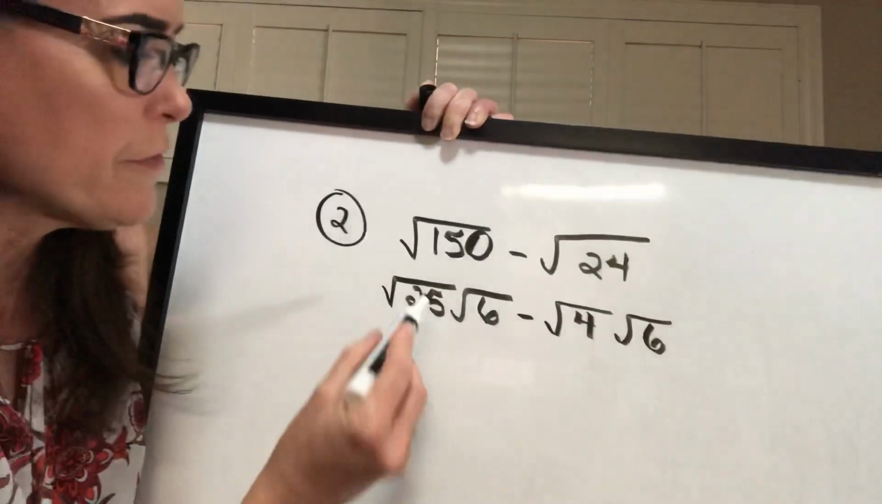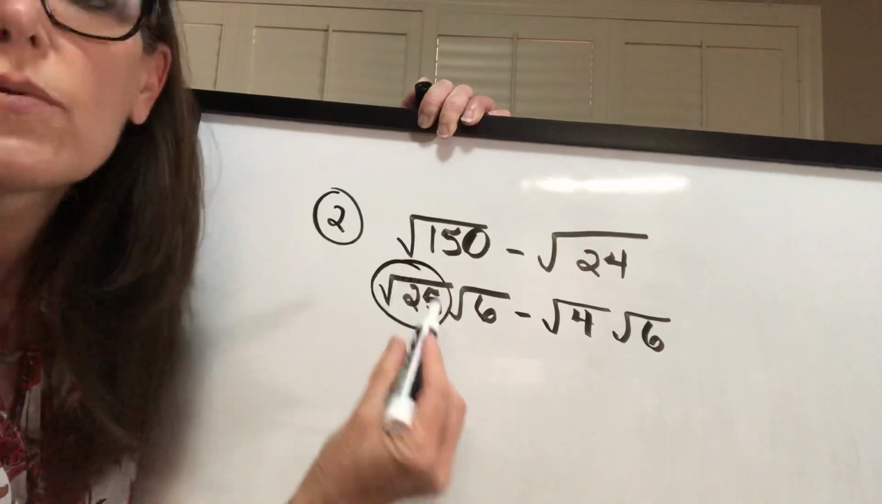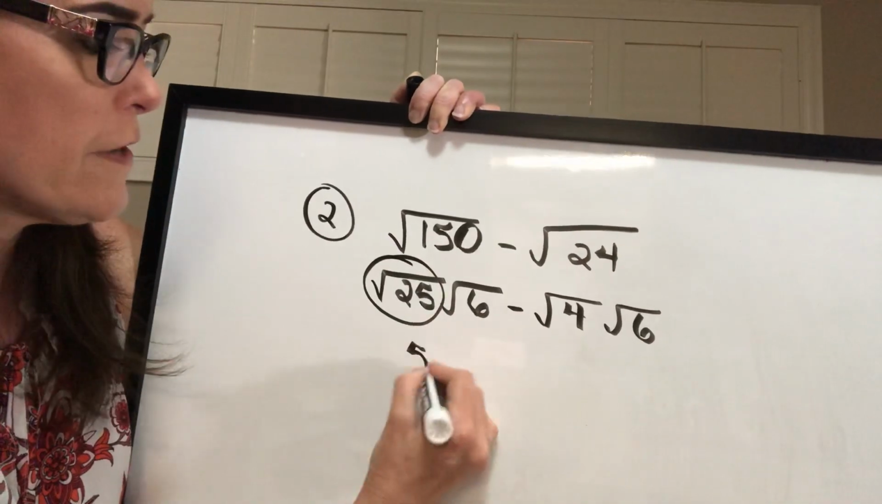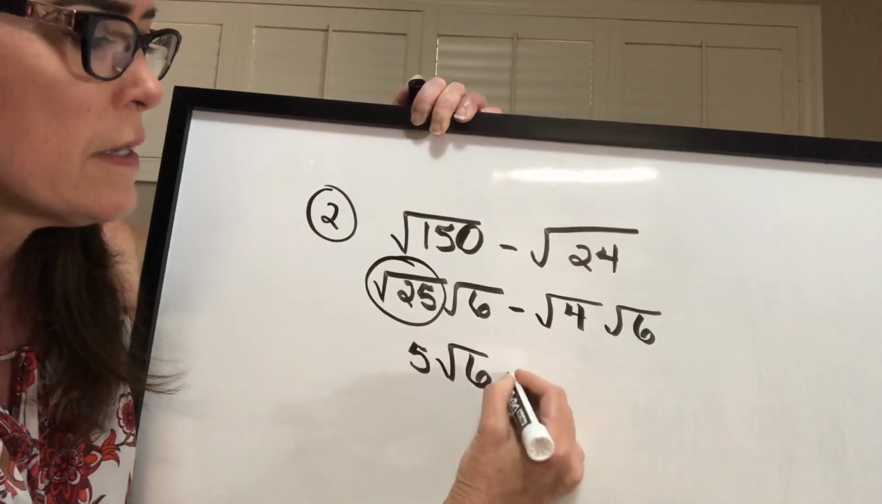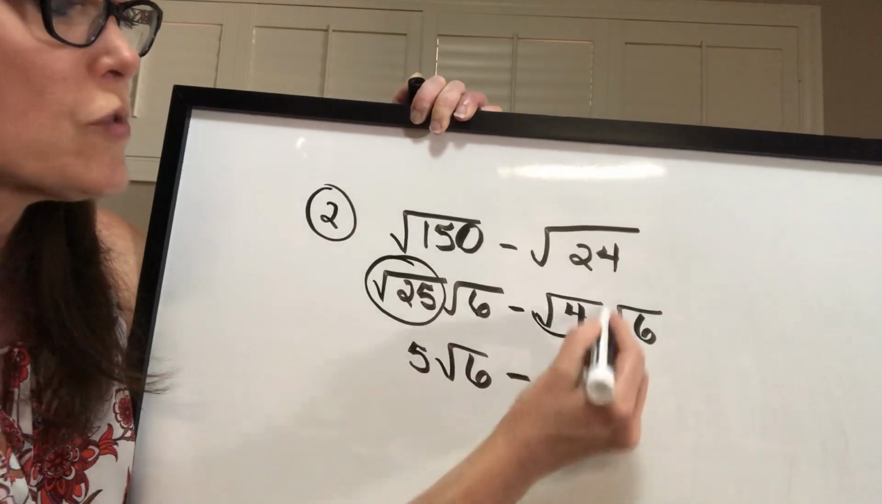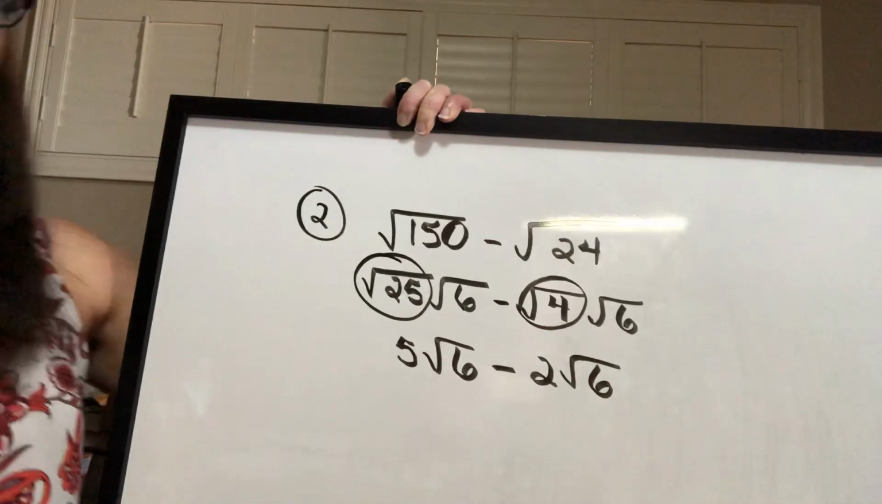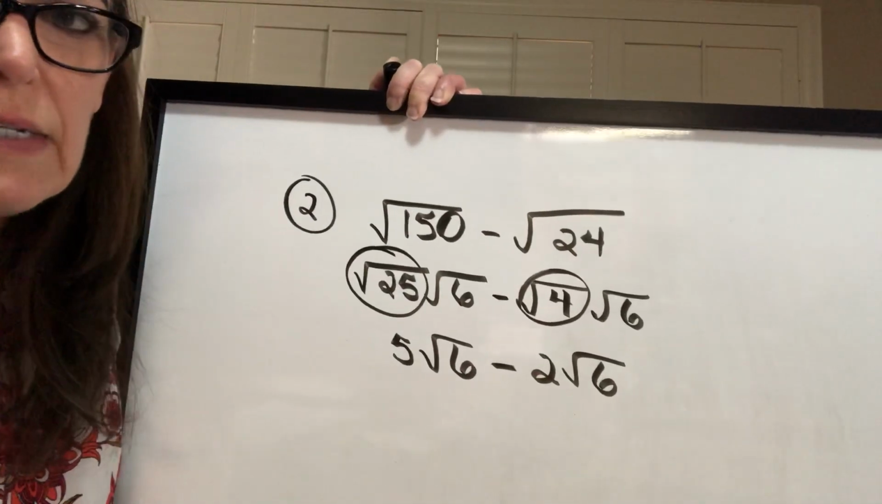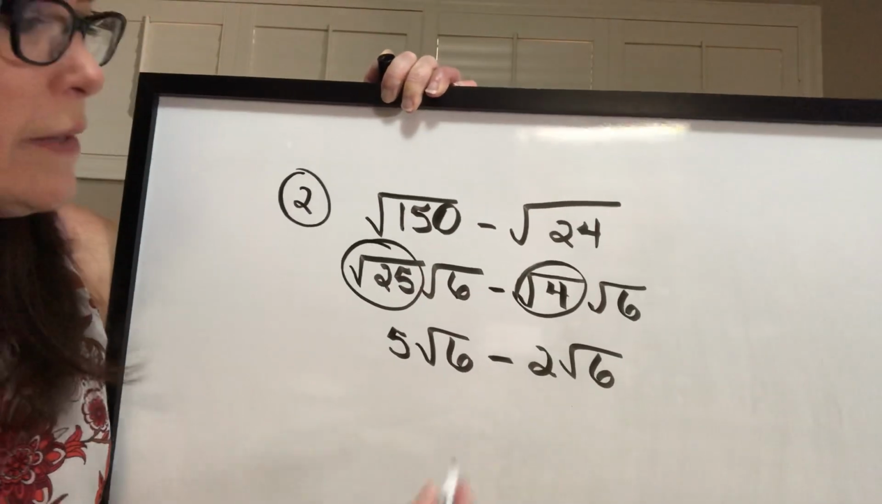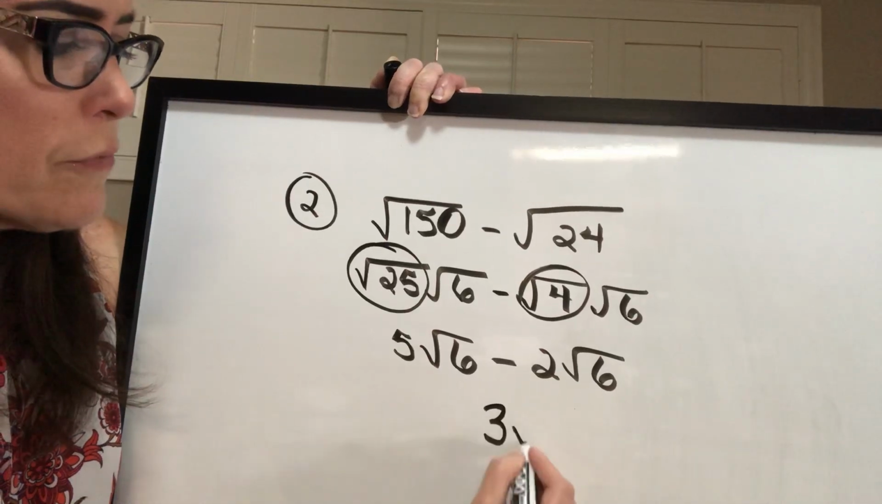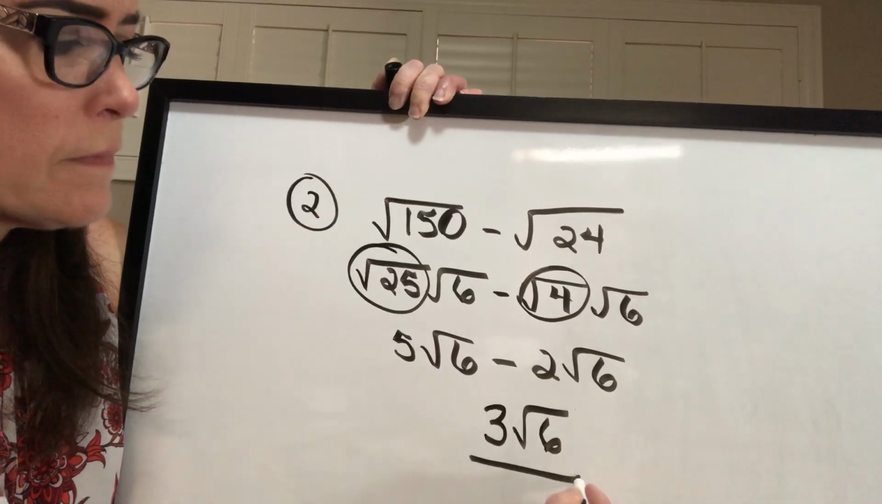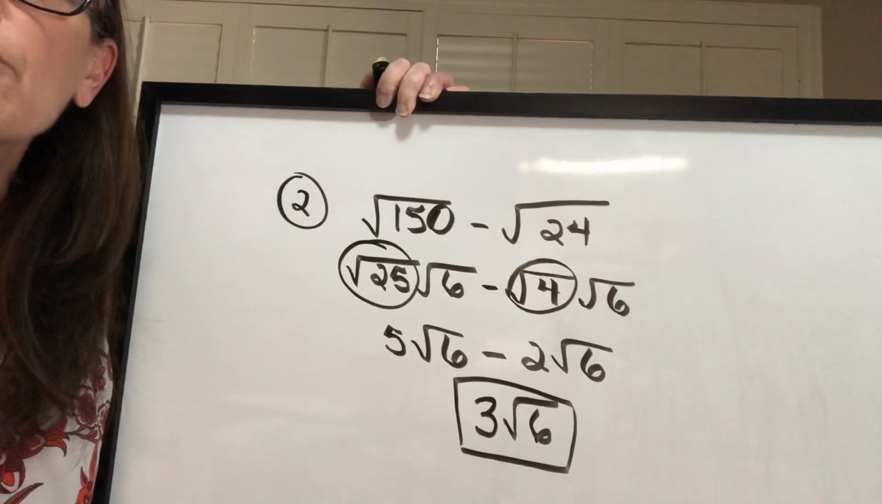And again, you would simplify the ones that are perfect. So the square root of 25 would be 5 square root of 6. Keep the subtraction sign, and then the square root of 4 would be 2 square root of 6. And now they're both the square root of 6, so you would be able to combine them. So 5 minus 2 would be 3 square root of 6. So that is the answer for number 2.